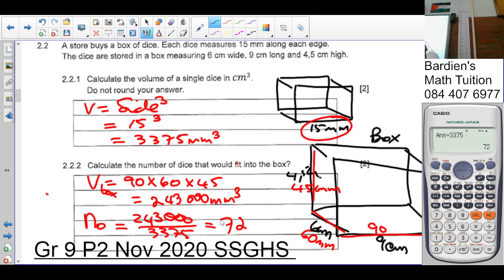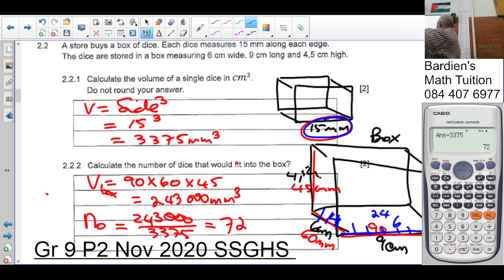Otherwise, you could have said, okay, across is 90. How many dice can lie one next to the other across 90? It's going to be 90 divided by 15, no? So 6 can lie next to each other, no? Across here, there's 60. How many dice can go across there? 4. Not so. So 60 divided by 15 is 4. So it's a 4 by 6 on each row. So 4 times 6 is 24 per row.